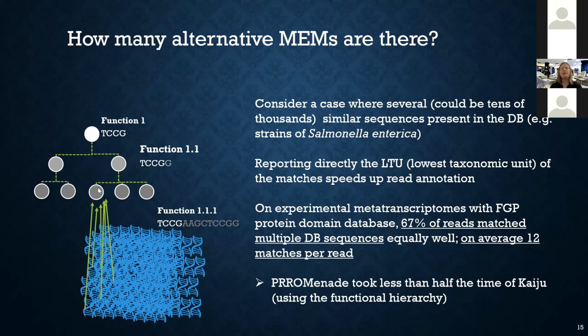So we experimented on some metatranscriptomic data, and I'll tell you the details, but there up to 2/3 of the reads matched multiple sequences, in that they had multiple maximal exact matches, and on average up to 12 matches per read. So there's quite a high number of repetition in the database and in the matches from your sequencing experiment. And we compared this with Kaiju, which also looks for maximal exact matches, and we took less than half the time because we're not spending time reporting all the alternative hits.